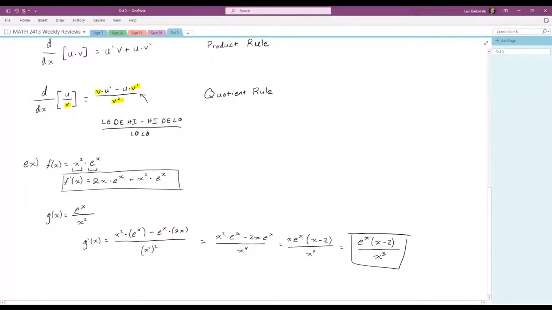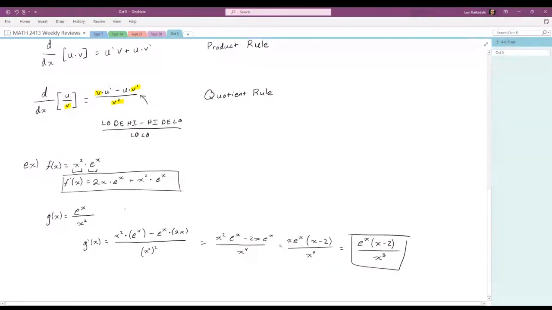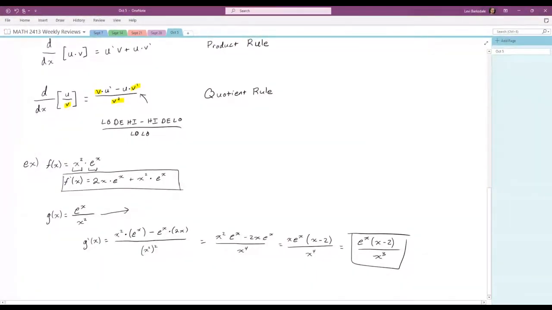Any questions? Cool. And one thing you will notice is that whenever you can use the quotient rule, you can actually just turn that into the product rule combined with the chain rule usually. So for example, if I didn't want to use the quotient rule, I could rewrite g of x as x to the minus 2 times e to the x.